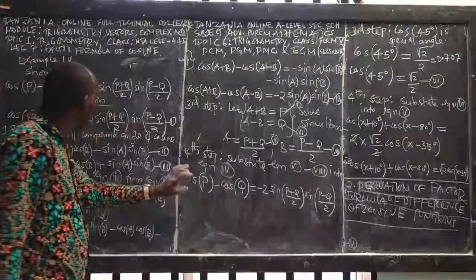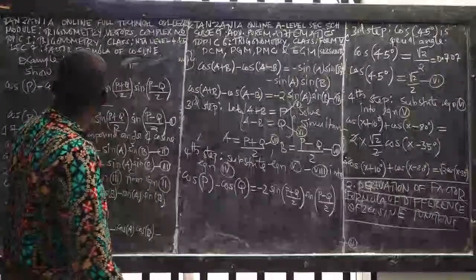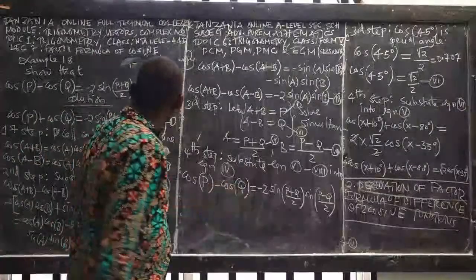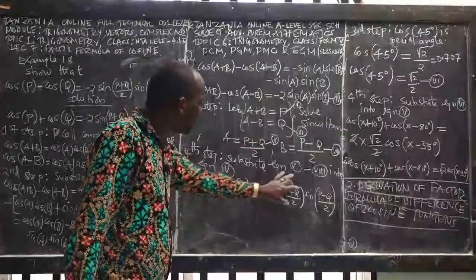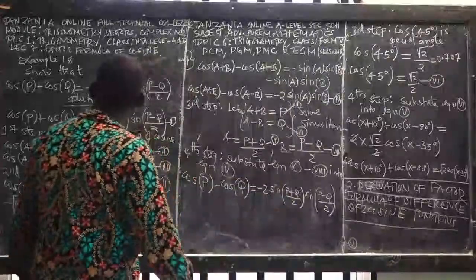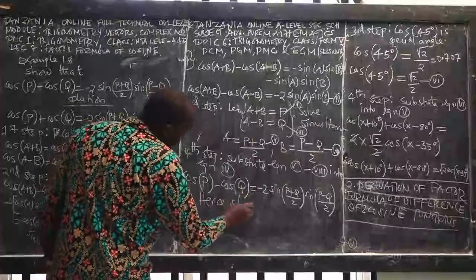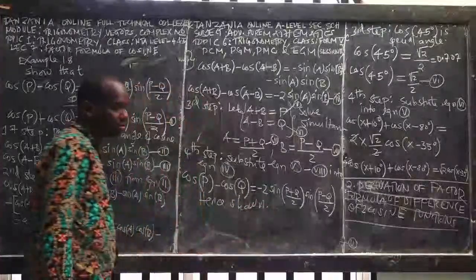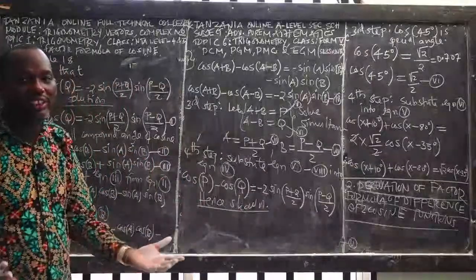So on the right-hand side we have cos of P minus cos of Q, equal to negative 2 sine of (P plus Q) over 2, sine of (P minus Q) over 2. So then we say that hence what? Hence shown. Are we together?